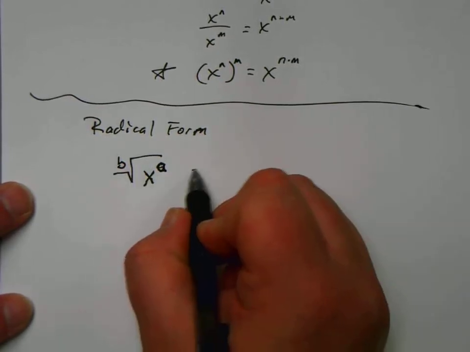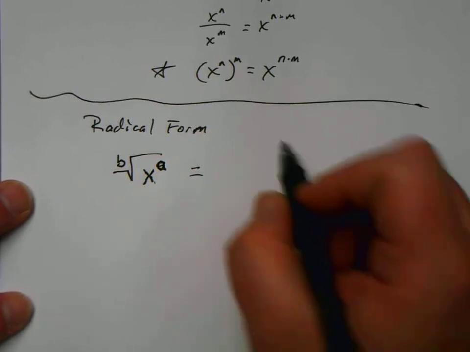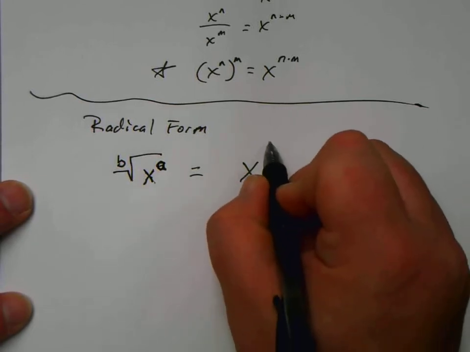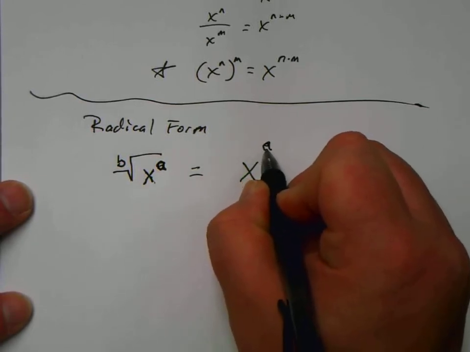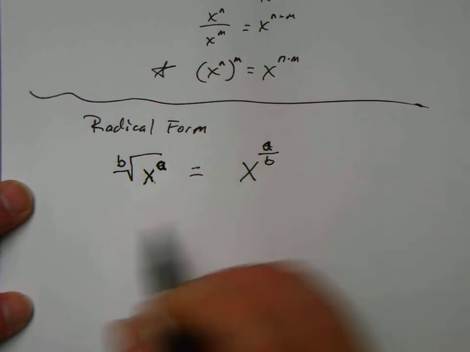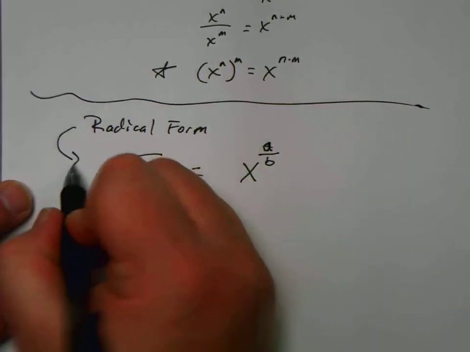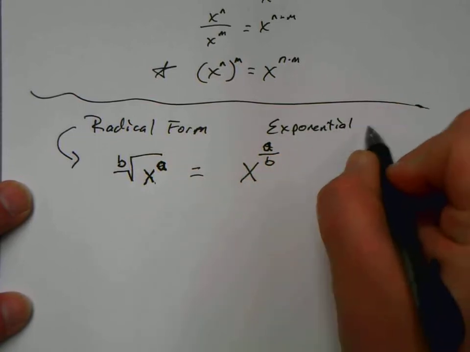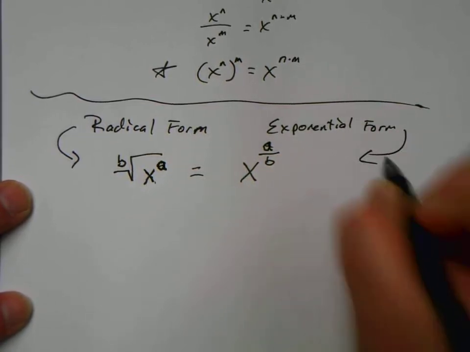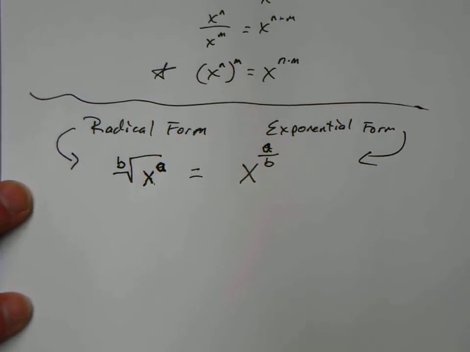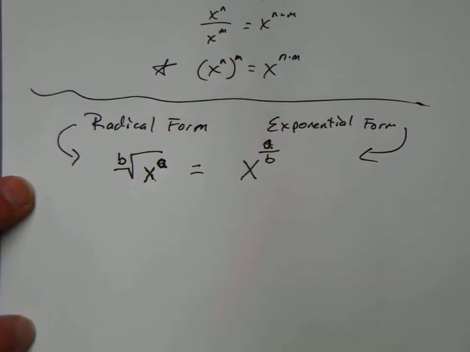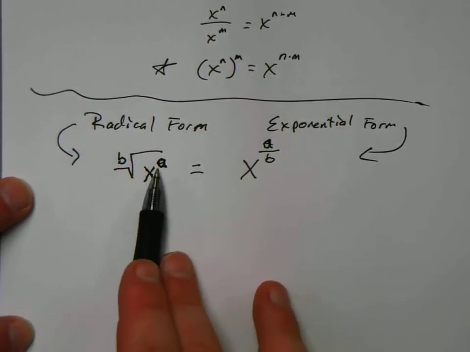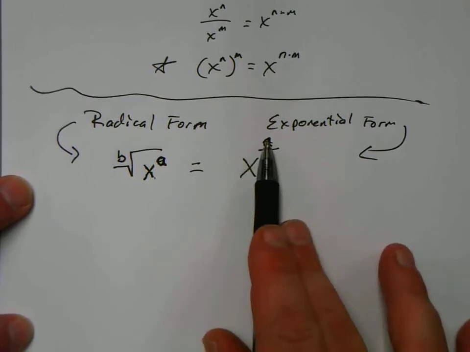Then it's going to turn into an exponent. So the exponent is going to be the power divided by the index. So I have a, it's an a over b. So this, again, here's radical form. This over here on this side would be exponential form. All right, so let's take a look at this pattern. So the index here is b, the exponent is a, it turns into x raised to the a over b.